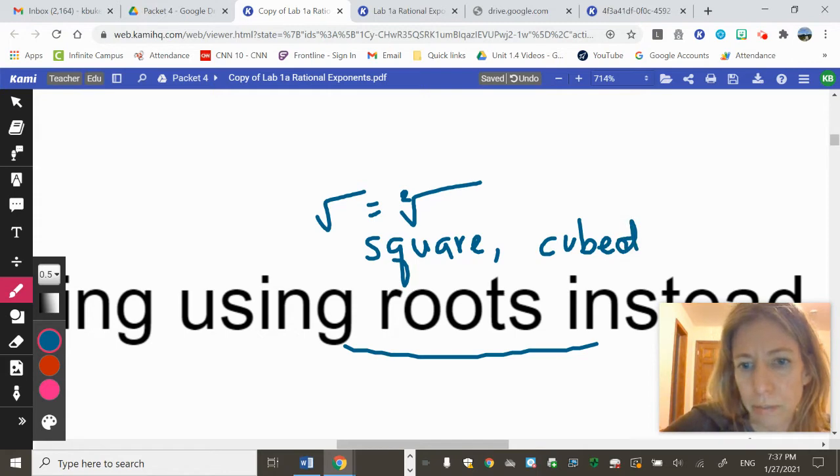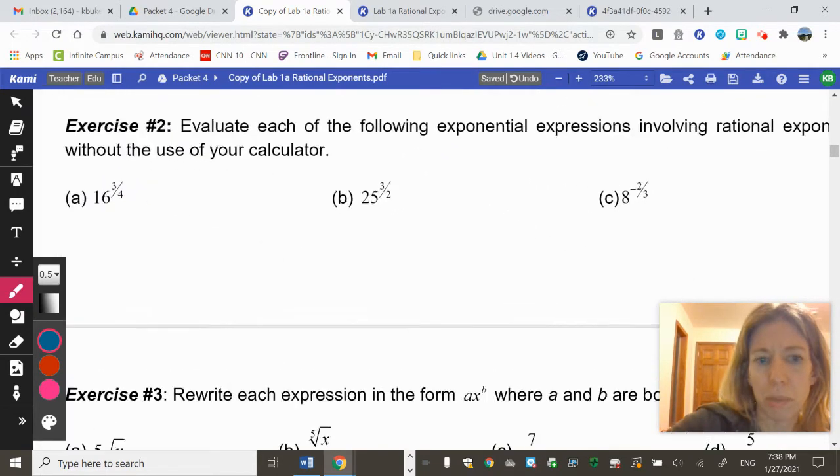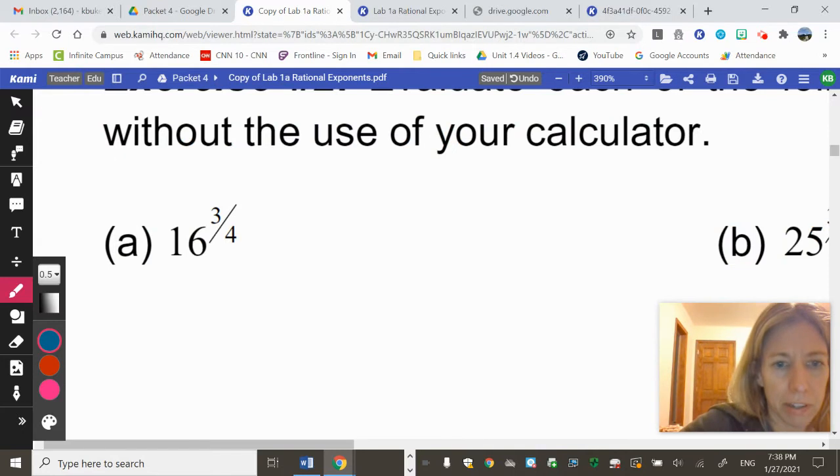Okay, so these root numbers could be anything. It says to use these without the calculator, so we're going to practice these without the calculator. Same thing on the homework. You can check with your calculator, but I want you to get used to doing these without it. All right, so we're going to write them as roots.